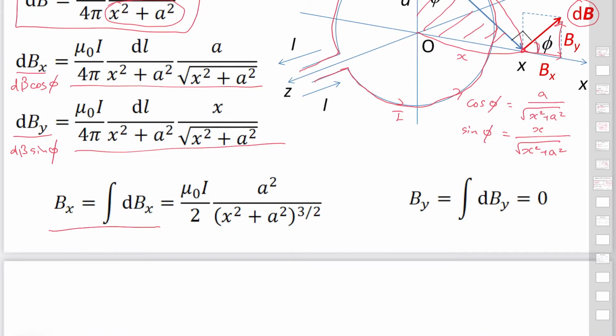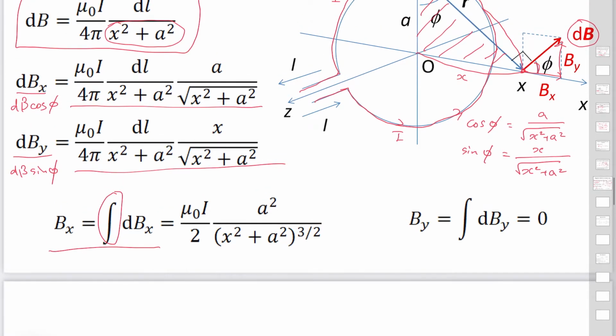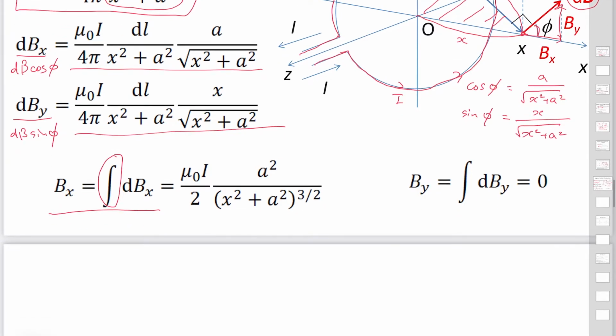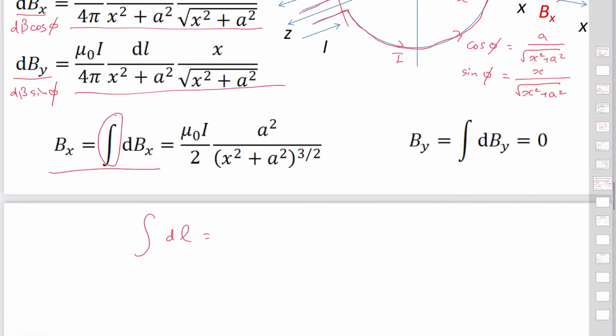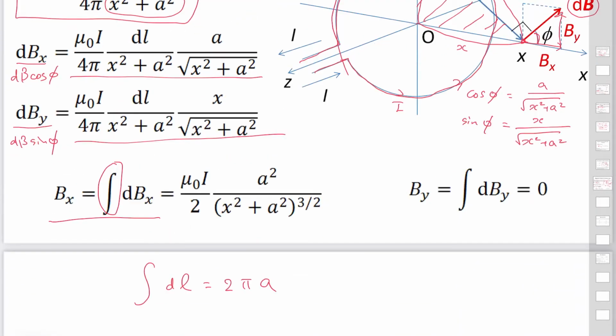The total magnetic field formed by the circular loop can be calculated using integrals. If you integrate dl around the circular loop with radius a, the circumference of the loop is 2 pi a. You can find that it is mu sub 0 I over 2 times a squared over x squared plus a squared, with the power index of 3 over 2.